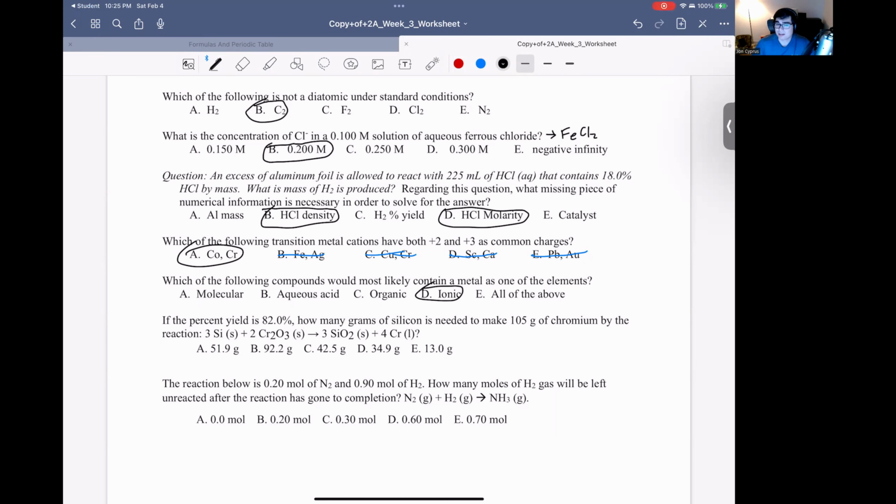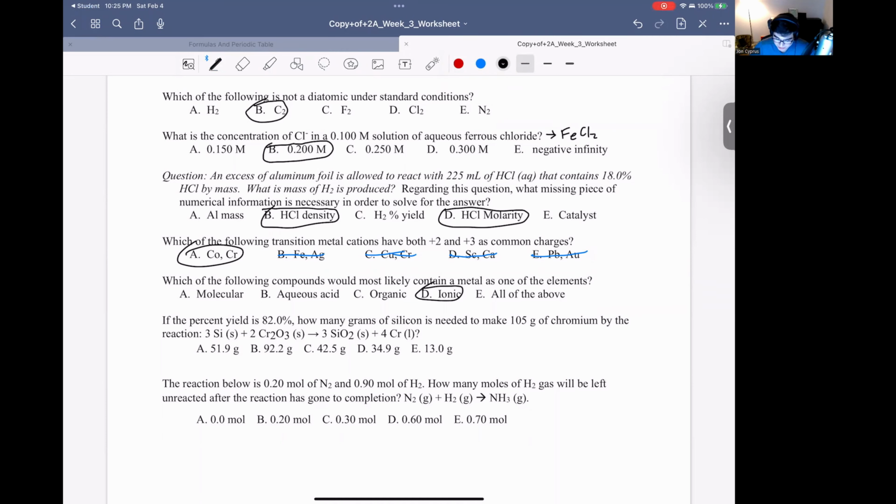Oftentimes there's not, right? It's usually just carbon, oxygen, hydrogen, nitrogen, phosphorus. Aqueous acid, right? HCl, there is no metal, and so on. So ionic is going to be the one to most likely contain a metal. Not always, right? But most likely.